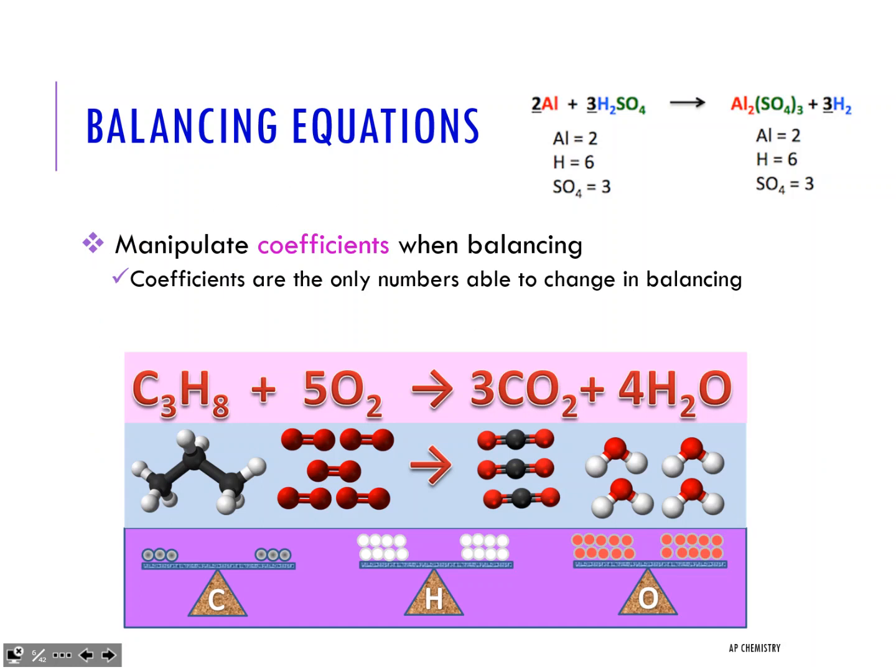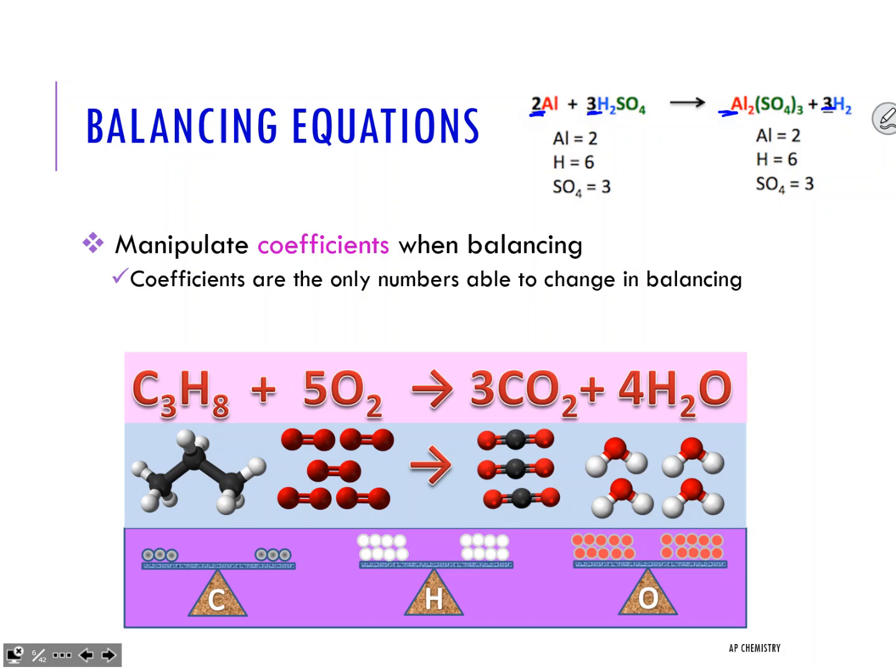Now, the only thing we're allowed to manipulate in a chemical equation is the coefficients. You're not allowed to change subscripts. The only thing you can do is change coefficients to make sure the number of atoms balance on each side. So we have that showing up here, the aluminum plus sulfuric acid example up at the top here. 2 aluminum atoms plus 3 of the sulfuric acids give you 1 of the aluminum sulfates and 3 of the hydrogen gases.